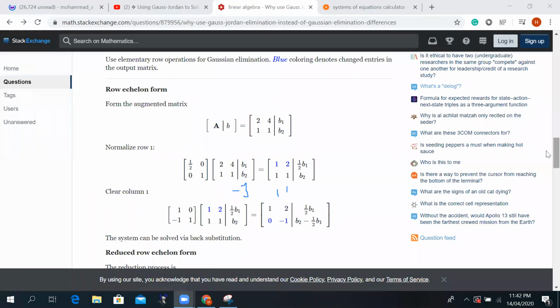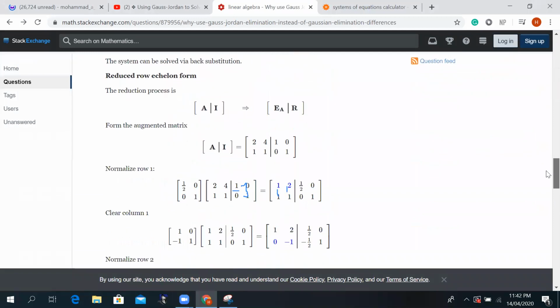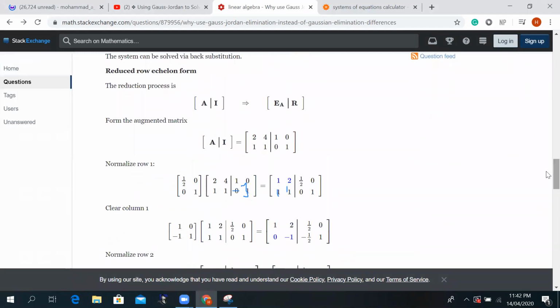So let's go down to this trick that I told you. Here is the trick. If I want to have a matrix A, which is 2, 4, 1, 1, and I want to find its inverse, in order to find the inverse, I will make an augmented matrix, but this is a very special type of augmented matrix. Here, I will put the matrix A, then I will append it with an identity matrix of the same size as A.